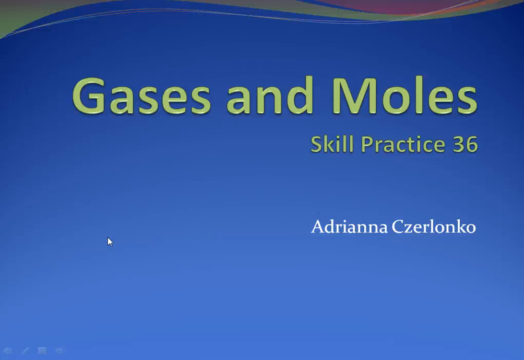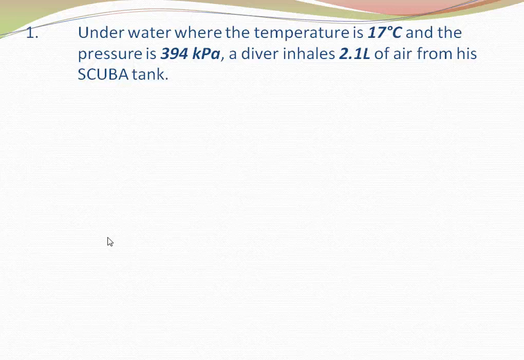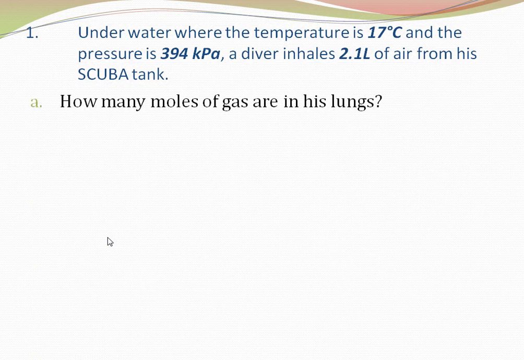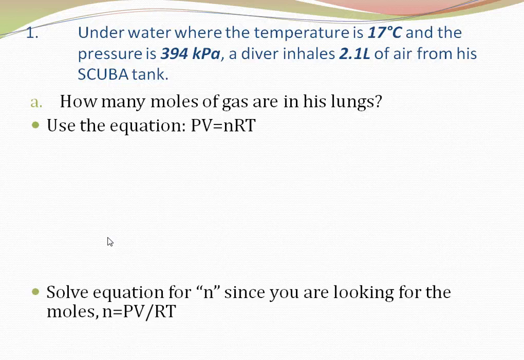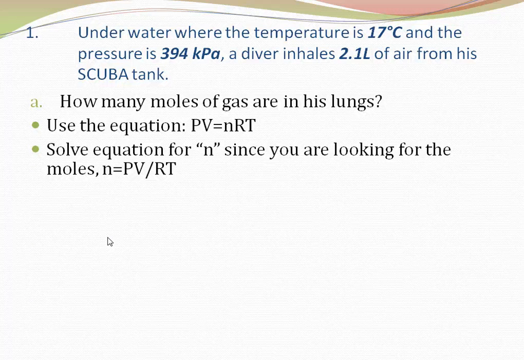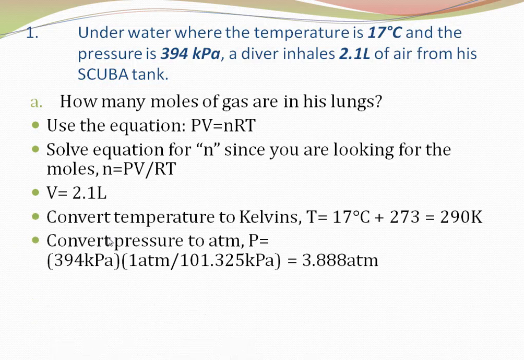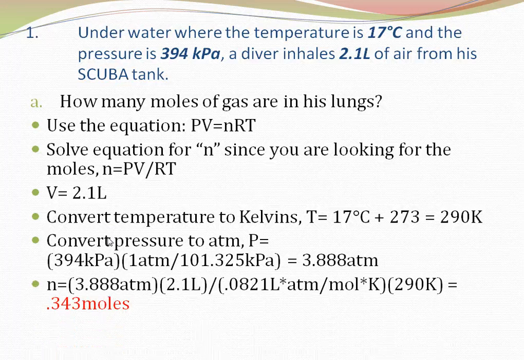This is Skills Practice 36, or gases and moles. Your first question gives you the temperature, the pressure, and the volume, and you're asked to find the moles of gas in his lungs. You use the equation PV equals nRT. You solve the equation for n since you're looking for the moles. Use the volume, the temperature, and the pressure. You plug in all your variables, including the ideal gas constant, which gives you 0.343 moles.